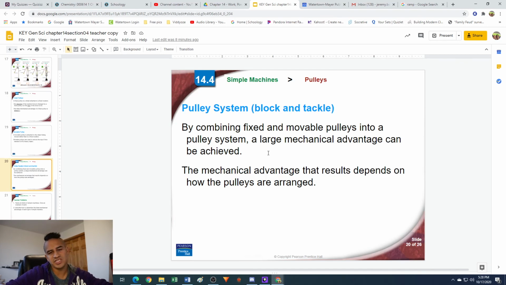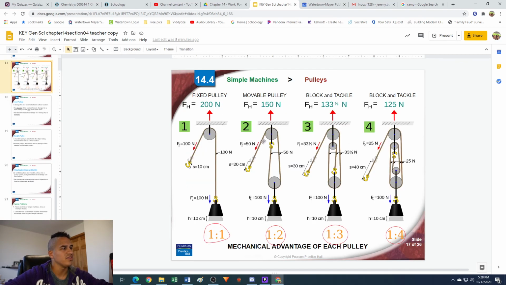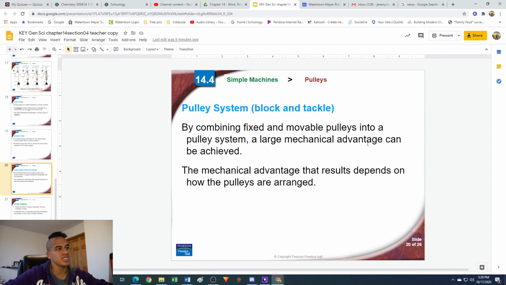Then lastly, we have a pulley system, which is a block and tackle. That's these last two, where you have essentially a fixed pulley and movable pulleys all put together. And these can give you very large mechanical advantages. But again, the downside is that they are also going to increase the amount of rope you have to pull to lift the object a good amount of distance.